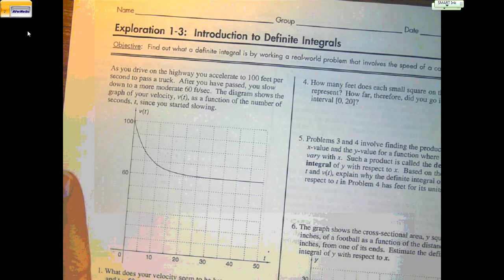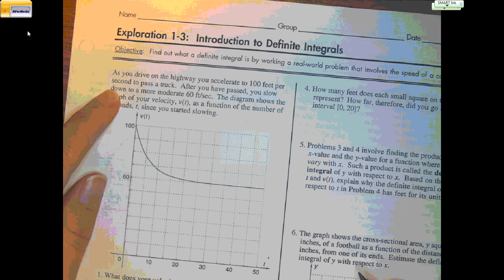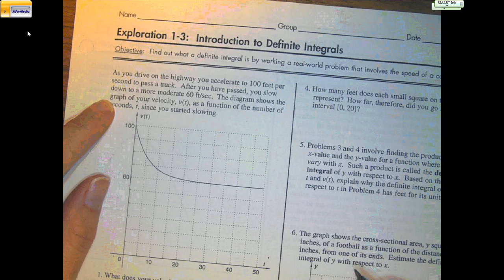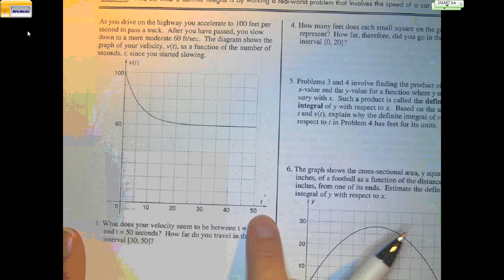The first question says, as you drive on the highway, you accelerate to 100 feet per second to pass a truck. After you've passed, you slow down to a moderate 60 feet per second. The diagram shows the graph of your velocity, think speed, as a function of the number of seconds, t, since you started slowing. So this is a graph of your speed over time. Number 1 says, what does your velocity seem to be between t equals 30 and t equals 50? What does that speed look like? Yeah, we're going about 60 feet per second.